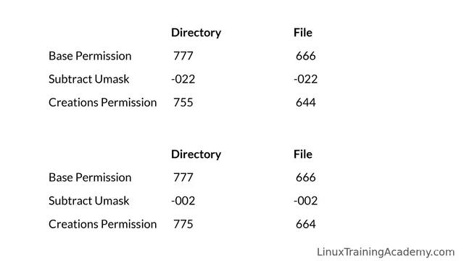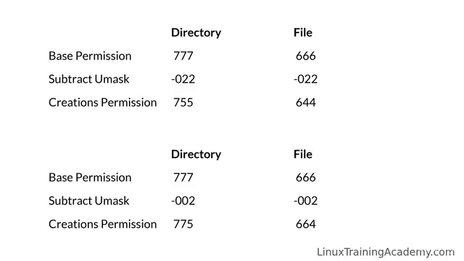A quick way to estimate what a umask mode will do to the default permissions is to subtract the octal umask mode from 777 in the case of directories and from 666 in the case of files. For example, let's take a umask of 022. If we subtract that from 777, we are left with a default file creation mode of 755 for directories, and 666 minus 022 is 644. So for files, the default file creation mode is 644.